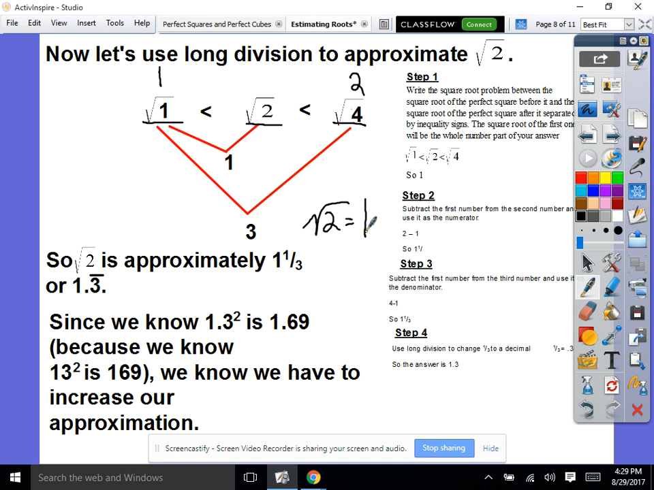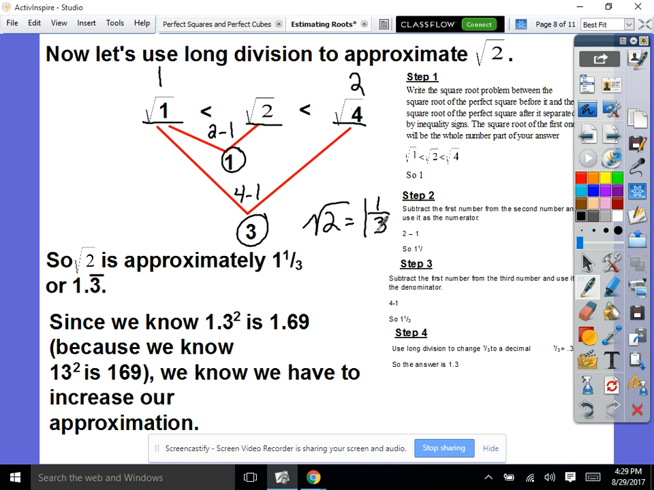Now, to get our fraction, we're going to use the difference between the square root of 1 and the square root of 2, or the difference between 1 and 2. So 2 minus 1 equals 1. That becomes our numerator. And then we use the difference between 1 and 4. So 4 minus 1 equals 3. That becomes our denominator. And you can subtract the first number from the second number and use that as the numerator. Subtract the first number from the third number and use that as the denominator.